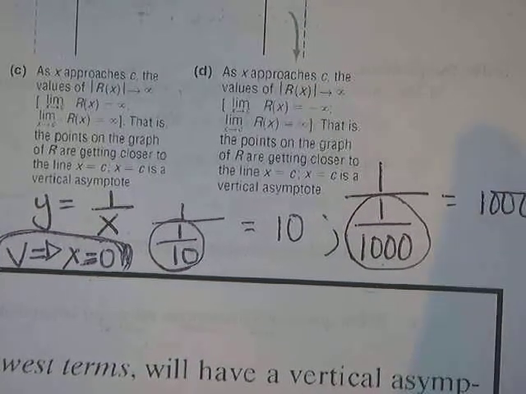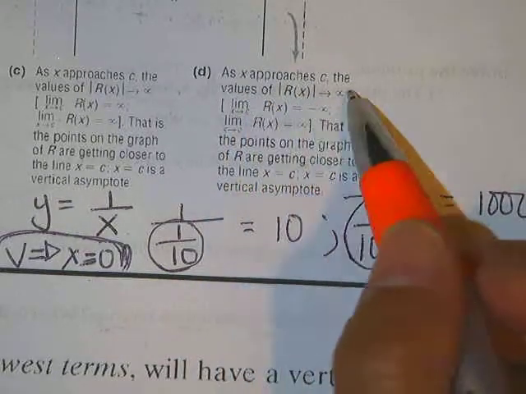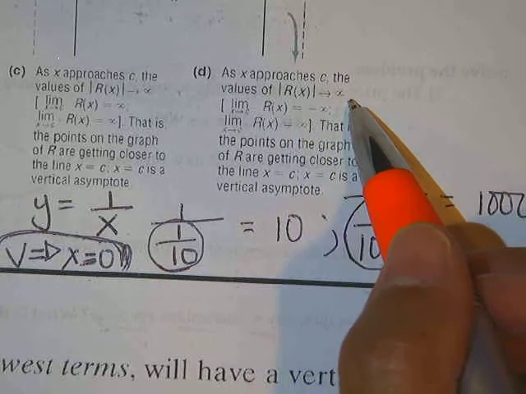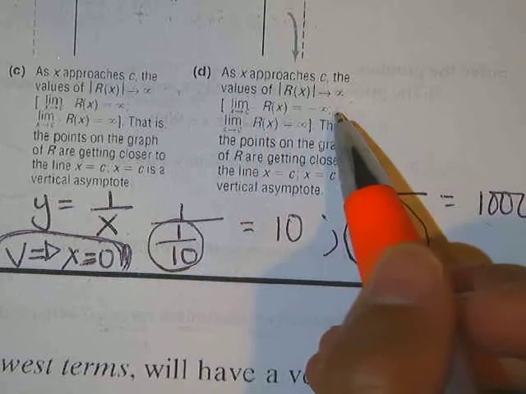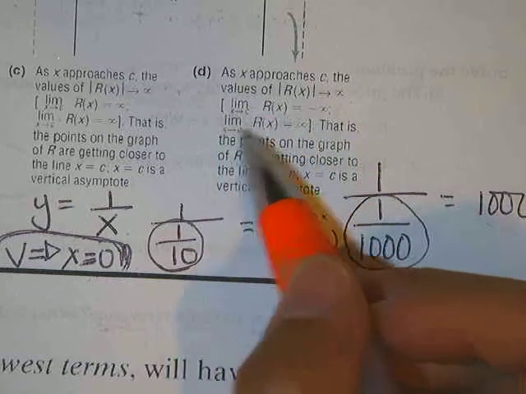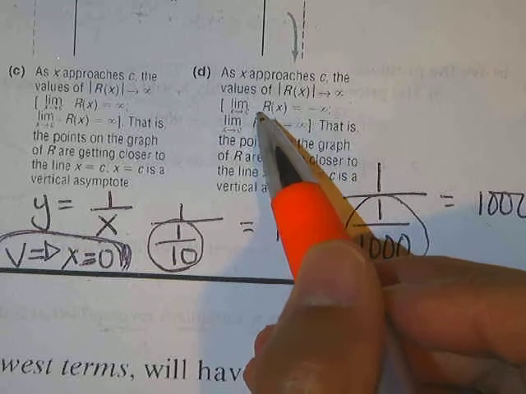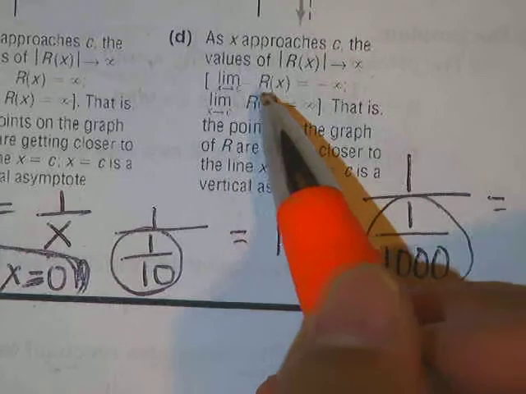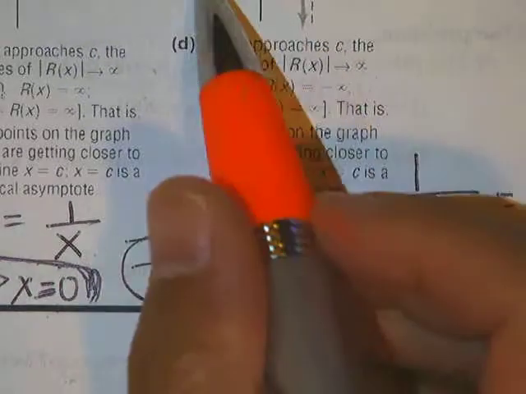So this last piece is very similar. As x approaches c, the values of r of x approach positive infinity. So this is kind of another way of writing it. The limit as x approaches c, I believe this is from, if you can see that, let me zoom in really quick, that's really hard to see right here. c from the left side, okay, that means from the negative side. This is the negative side right here.